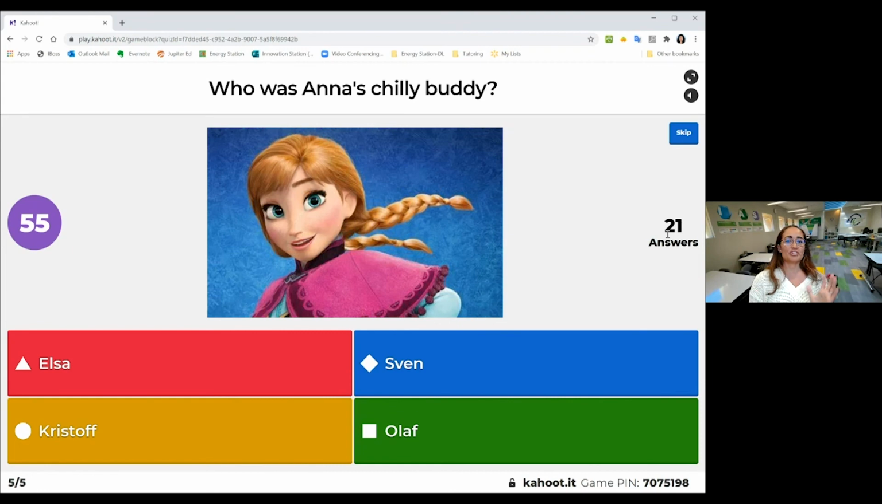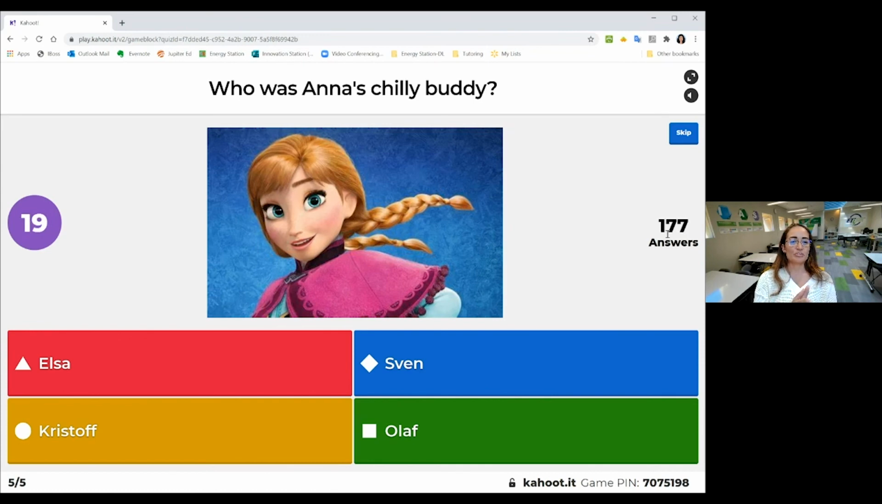Who was Anna's chili buddy? Let's see how many fans we have out there. Was it Elsa? Red triangle. Was it Sven? Blue diamond. Was it Kristoff? Orange circle. Or was it Olaf? Green square. And hopefully I'm not hearing some kids groan. Oh, you knew it was coming, right, kids? We couldn't leave today without mentioning something to do with the snow.